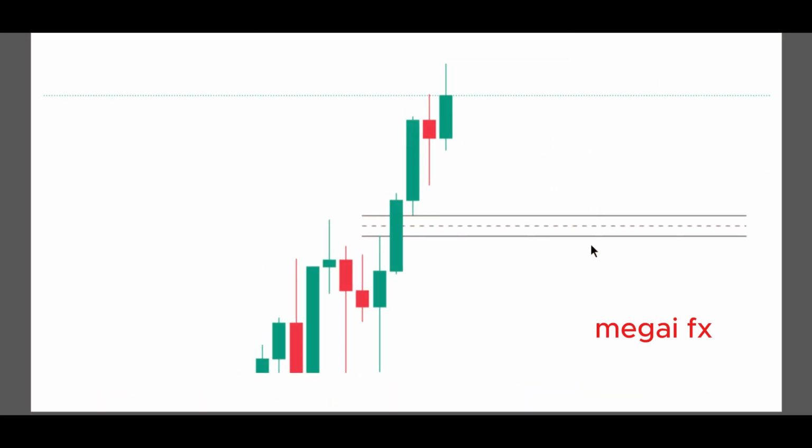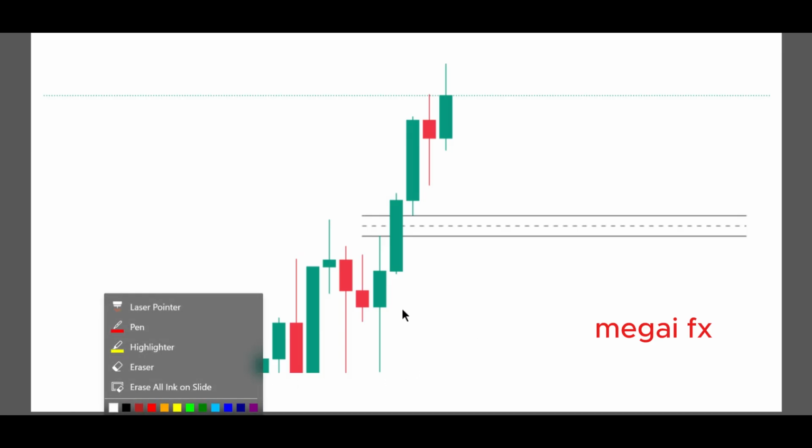Okay, take a look at this particular diagram. I want you to observe something. If you don't know what fair value gap is, you should go and check my channel. I have some videos that talk about fair value gap. I want to show you something.